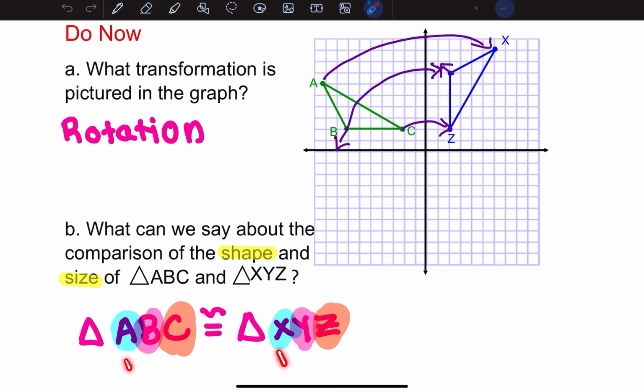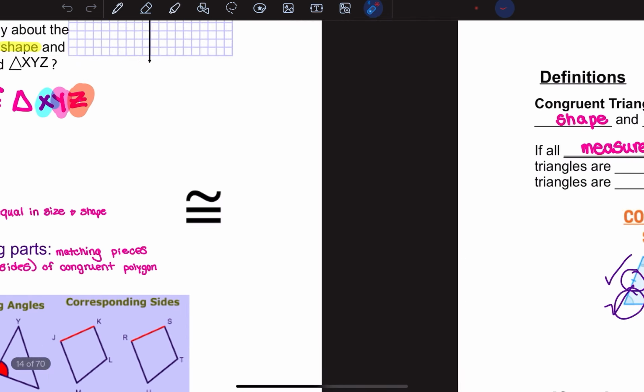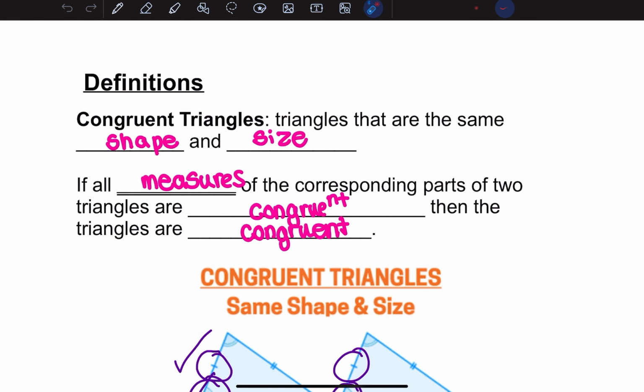A mapped to X because they come first. B mapped to Y because they came second. And then C mapped to Z. So congruent triangles are triangles that are the same shape and size. If all measures of the corresponding parts of two triangles are congruent, then the triangles are congruent.